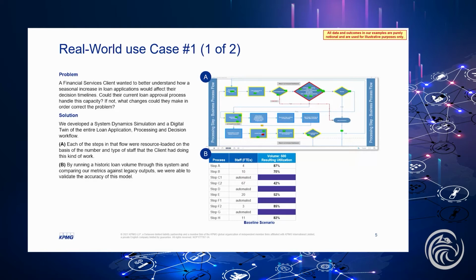For example, in step A, they had 4 employees. In step B, they had 10. And then step C1 was completely automated. Next, we calculated some baseline statistics for the loans themselves, since the amount of work that needed to be done in order to advance each application from one step to another differed by application type. Finally, in order to prove that the model was calibrated correctly, we ran a volume of applications which was consistent with their status quo operation through the model and compared key utilization metrics against their historic baseline in order to make sure that the outcomes were consistent with reality.